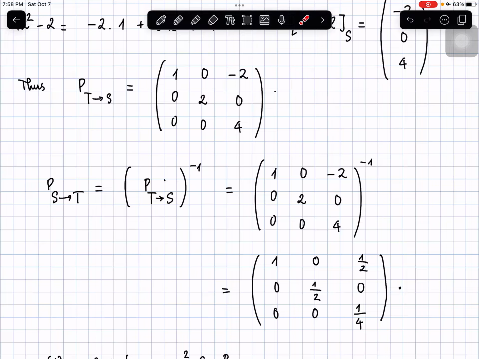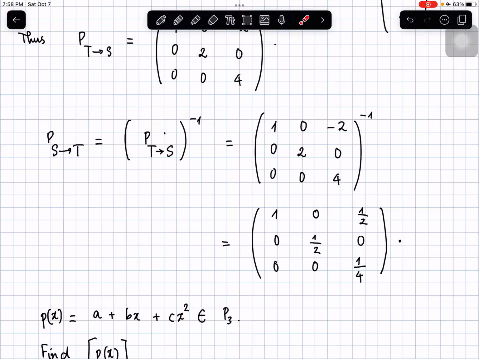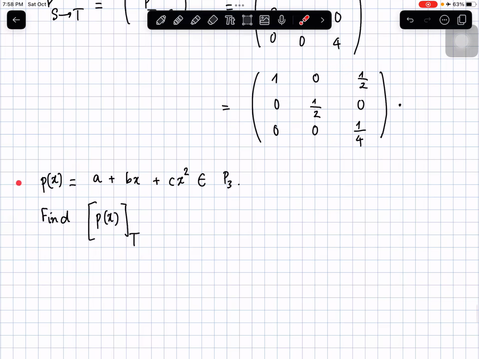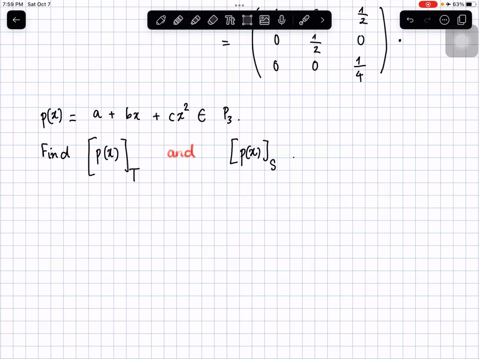Now, the transition matrix from S to T is this one. Okay, now the follow-up question for the previous one is: given a polynomial p(x) = a + bx + cx squared, which is a polynomial in the vector space P3, we need to find the coordinates of p(x) with respect to T and S. Now the first one is easy.